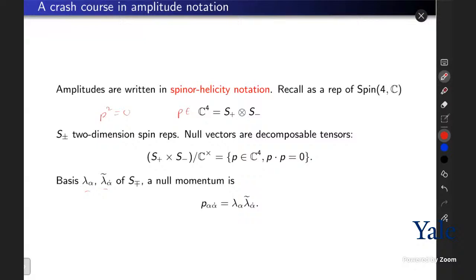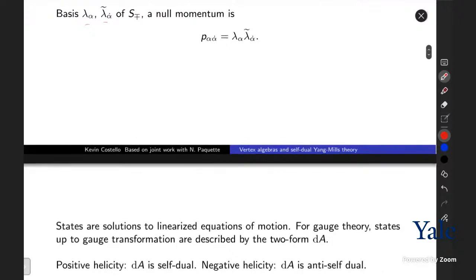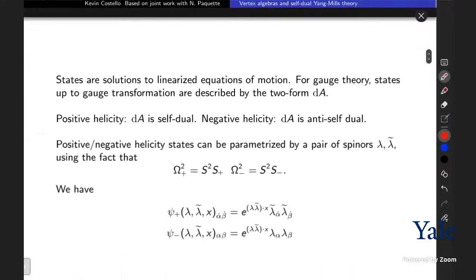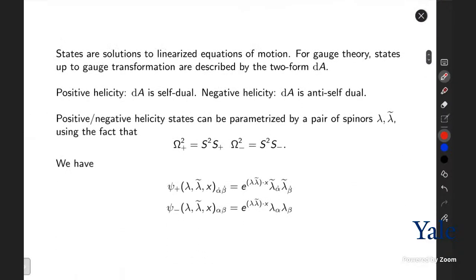Now, you might worry that if we're thinking about a gauge theory, for a scalar field that's all we need to do. But for a gauge theory, you say, well, it's a one form, how do I describe that? But it's also described by the same data in a certain gauge.